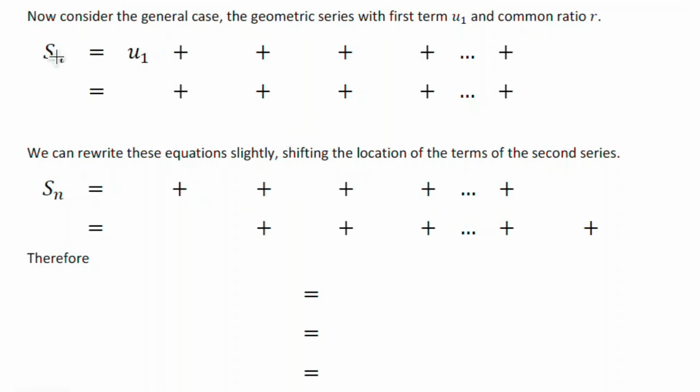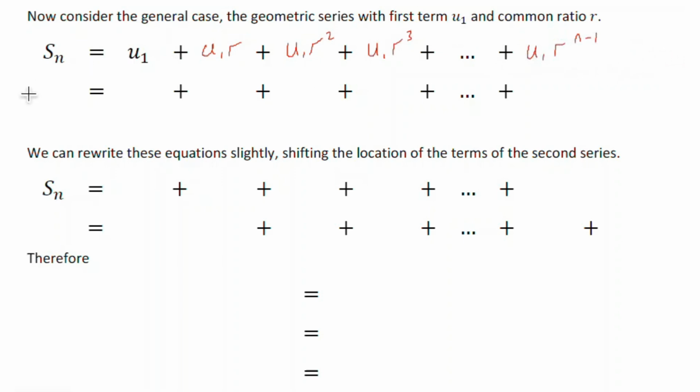So the sum of the first n terms is u1 plus u2, but u2 is u1 times r, and then u3, but that's u1 times r squared, and then u4, but that's u1 r cubed, all the way up to the nth term, which is u1 r to the n minus 1.